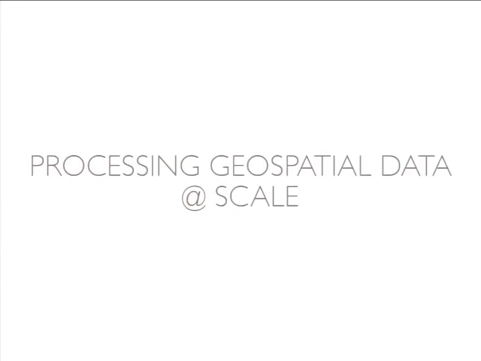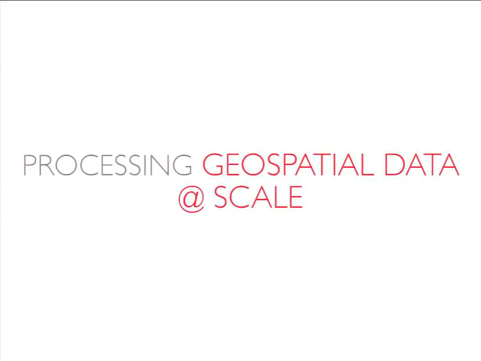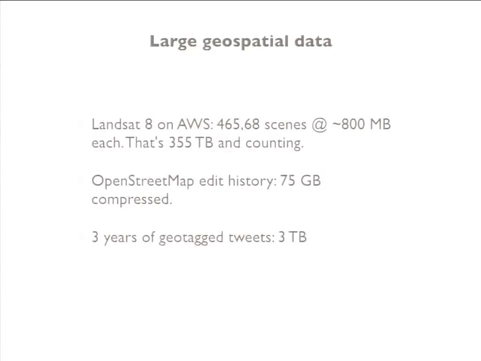So let's look at this phrase for a second: processing geospatial data at scale. I want to parse it in a couple of ways. When I say geospatial data at scale, what am I talking about? To do a bigger than a bread box, smaller than a house sort of analysis here: Landsat 8 on AWS is a publicly available data set of Landsat, about 355 terabytes and counting. The OpenStreetMap edit history, if you wanted to do some cool stuff with that, is 75 gigabytes compressed. I haven't uncompressed it, but I'm sure it's much, much larger. And Mapbox did a blog post a while ago that talked about 3 years of geotagged tweets, which was about 3 terabytes.